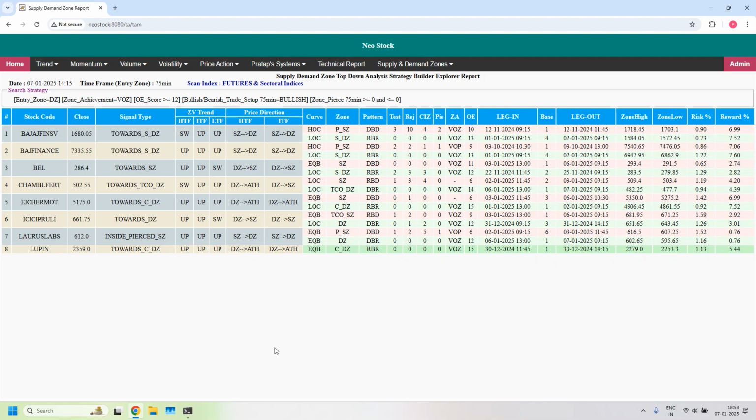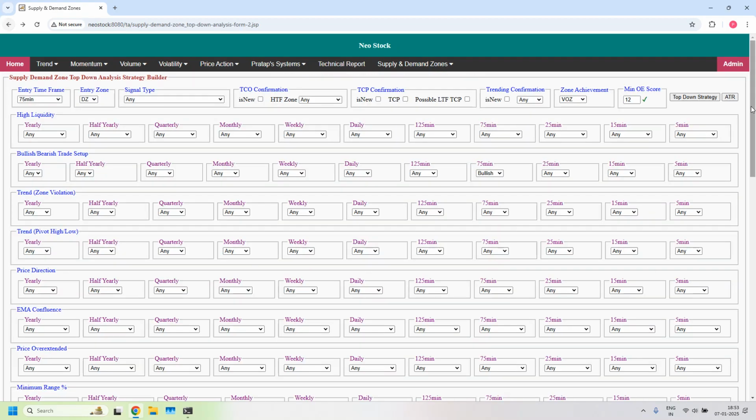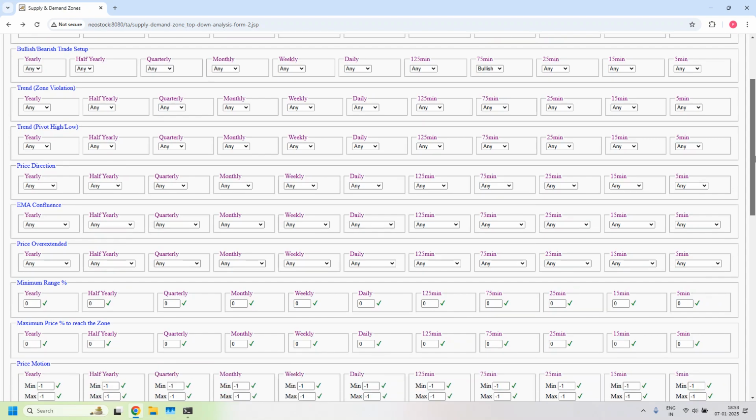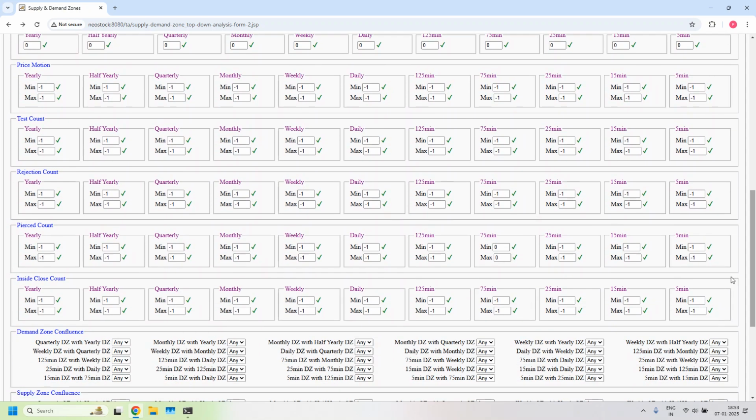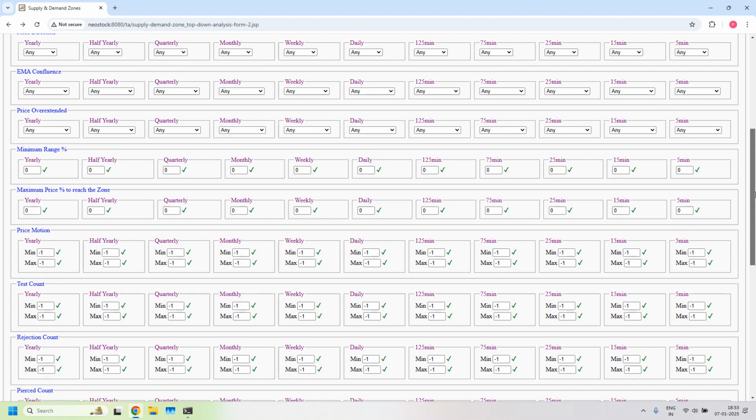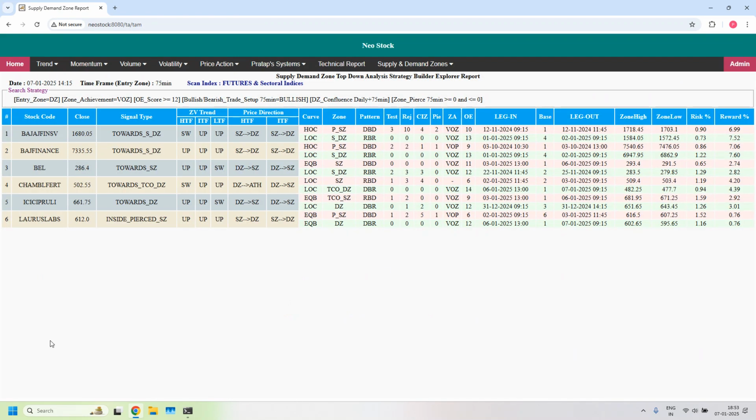That is, first filter is LTF and ITF demand zone confluence. That is 75 minutes and daily demand zone confluence. I am enabling the filter. With this filter, we got 6 stocks. In these 6 stocks, these 75 minutes demand zones are part of the daily demand zone.